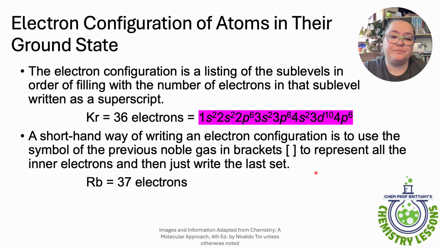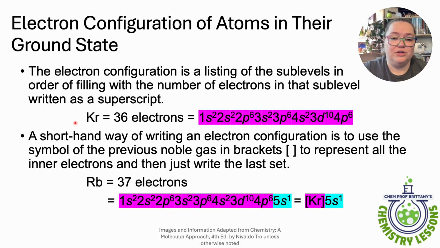So for rubidium, it has 37 electrons. Well, the previous noble gas is krypton here. So we could write the entire thing, and we just have 1 additional electron on top of these. So we could write it this way. Or we could take all of this and say, basically, we've got a krypton plus 1. So again, square brackets, noble gas, and then whatever's left over. So those are the 2 ways that we have to write the electron configurations.